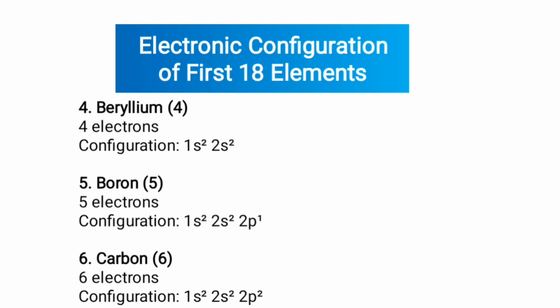Now the fourth one is beryllium, which has 4 electrons and its configuration is 1s2, 2s2. The fifth one is boron, which has 5 electrons and its configuration is 1s2, 2s2, 2p1. And the sixth one is carbon, which has 6 electrons and its configuration is 1s2, 2s2, 2p2.